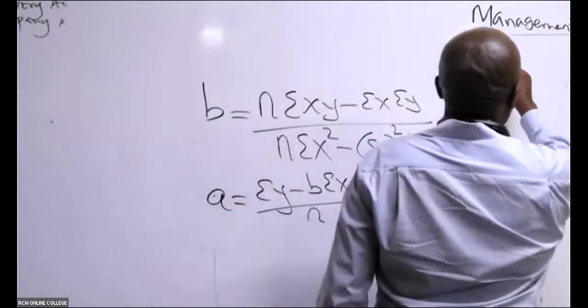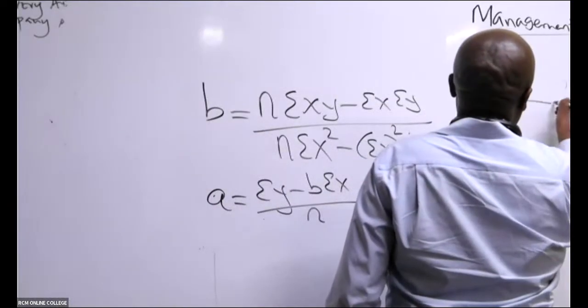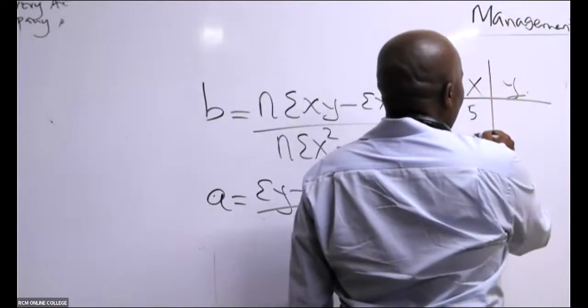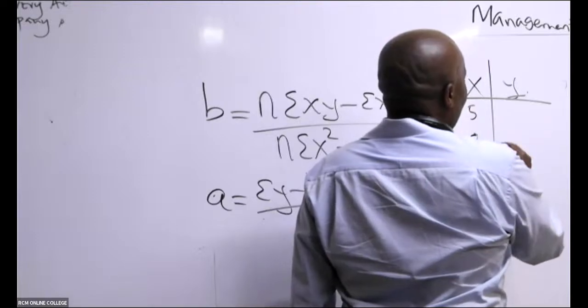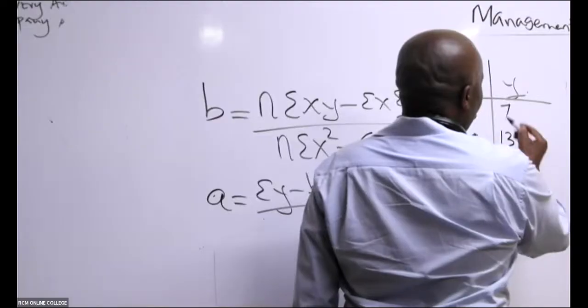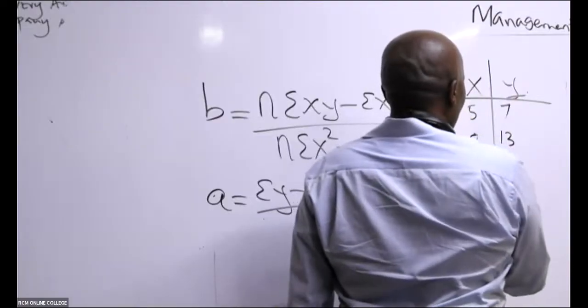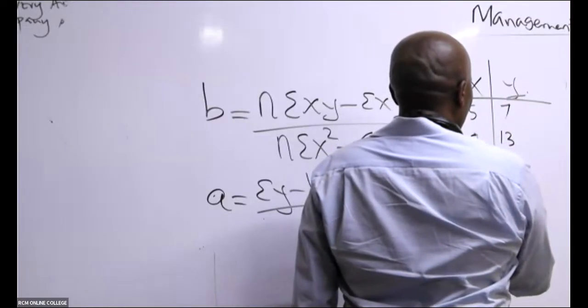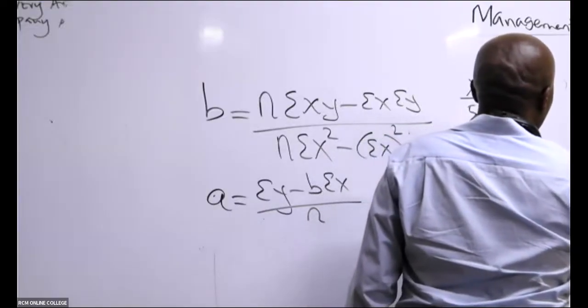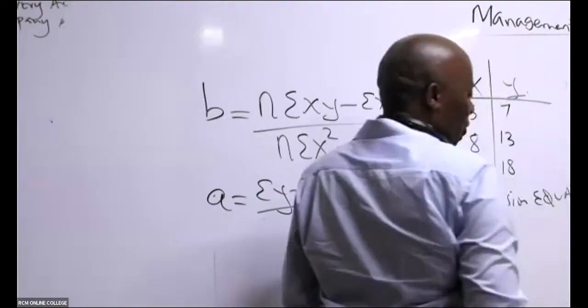Before we look at our past paper, I will give you a small illustration. So we have x and y. x in this case is 5, 8, 11. And y in this case is 7, 13, 18. And then we are told to give a regression equation.